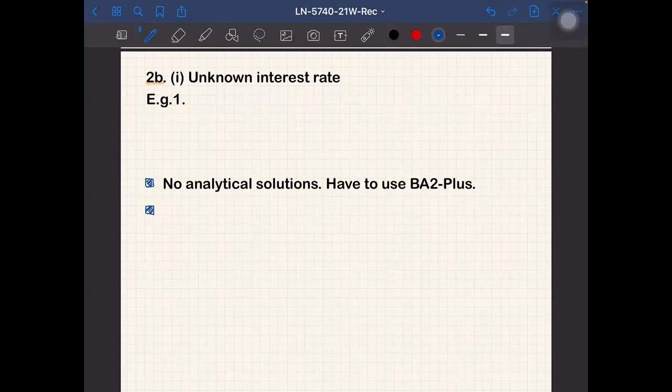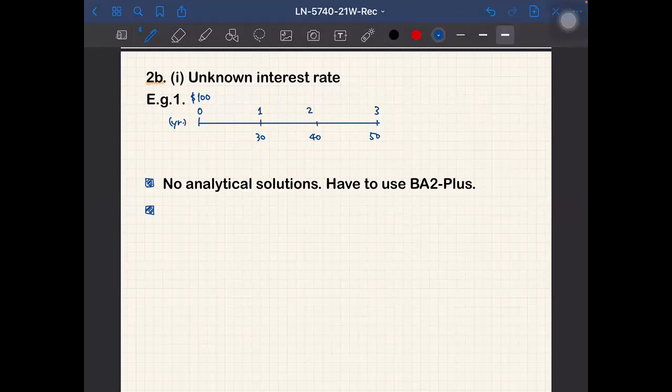Okay, so example one. Suppose that we have a time diagram, not a very simple one. For example, we have 4 time points, t equal to 0, 1, 2, 3. This is in years. We have a $100 deposit at time 0, and $30 payments at time 1, $40 at time 2, and $50 at time 3. So the deposit is $100 and the payments are $120 in total.